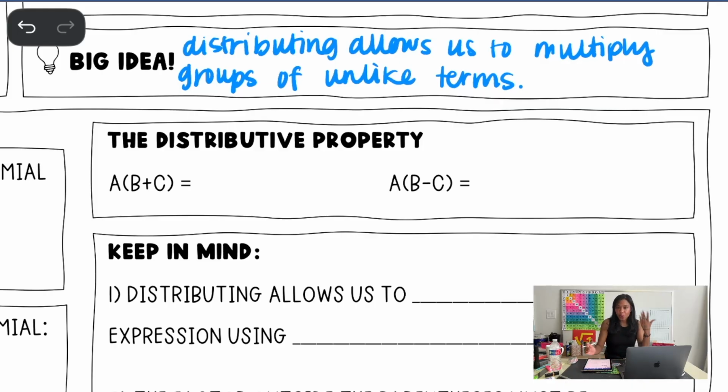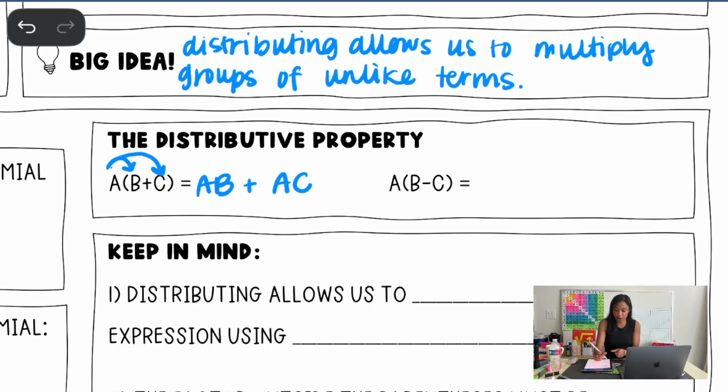It does help us when we're doing mental math or we want to break down larger numbers, but here is effectively how that works. We have A groups of B plus C, which means that we want to multiply A groups of B, so that would be AB, plus A groups of C, plus AC, right?